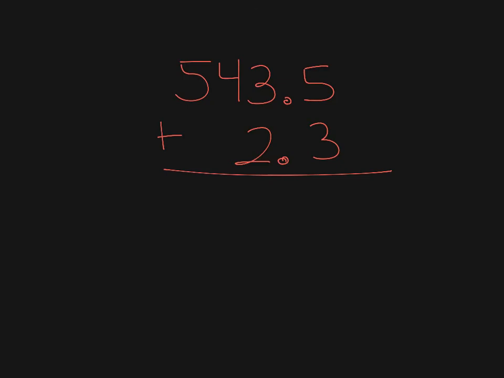It is 543 and 5/10 plus 2 and 3/10. We know that 5 plus 3 is 8. Our decimal goes straight down. 3 plus 2 is 5. The 4 is by himself, and the 5 is by himself. So our answer, our sum, is going to be 545 and 8/10.